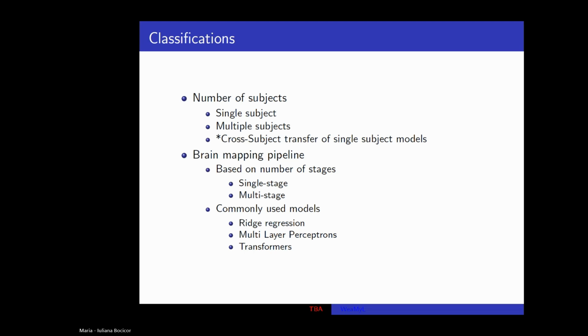And then we have a classification based on the commonly used models. So at first there was regression, which was just a simple mapping from the brain space to the feature, to the CLIP embedding space. And this obtained good results for some papers. And then this evolved into multi-layer perceptrons and transformers.